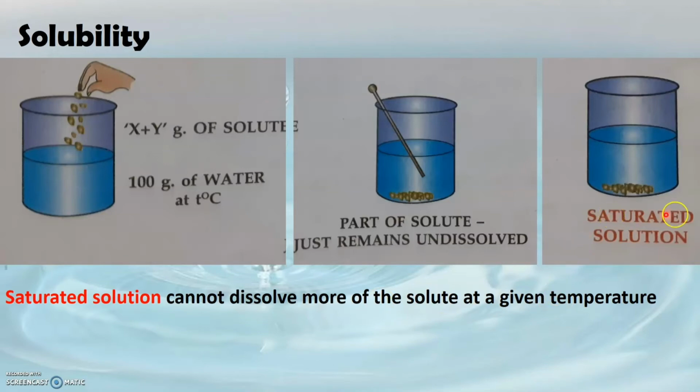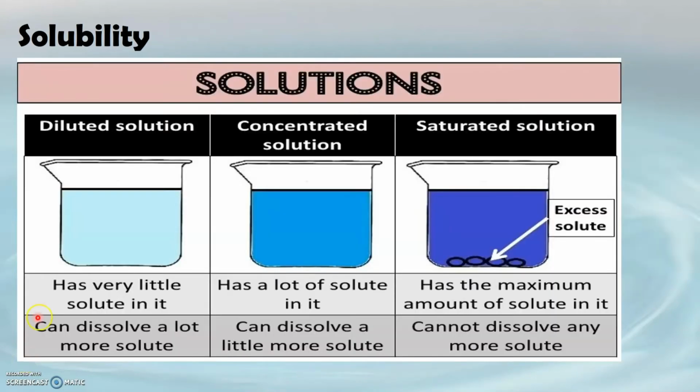So remember that a saturated solution cannot dissolve more of the solute at a given temperature. When you add a little amount of solute into a solvent and mix it well, we get a solution. Such a solution that has a very little amount of solute dissolved in the solvent is called a dilute solution. So a dilute solution has a little amount of solute mixed with the solvent. If you add more solute, the solvent is able to dissolve that extra amount. Such a solution formed is called a dilute solution.